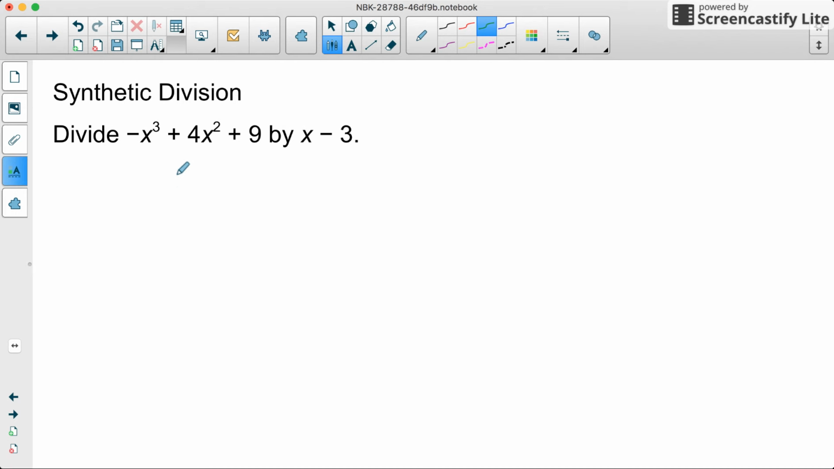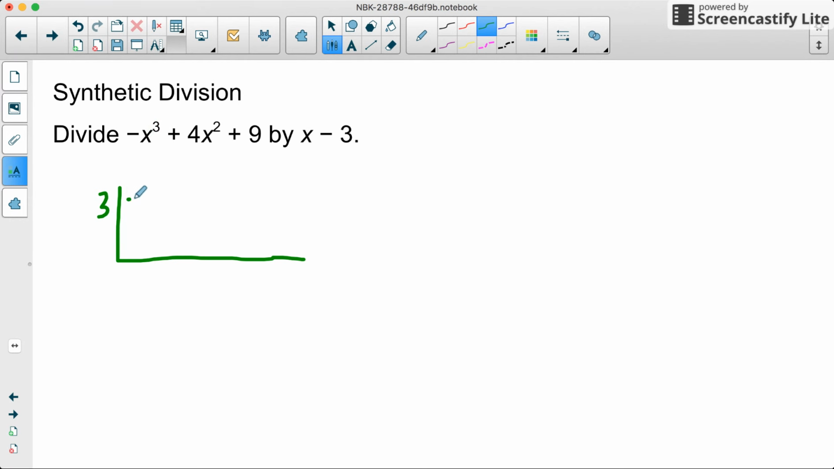So the way you set this up is, and the trick here is just take this constant and flip the sign. So since this is minus 3, I'm going to change that to positive 3. And then you set up a little box. It's mainly just a way to keep track of your steps. When you do synthetic division, you are ignoring the variables and the exponents, and you're just really focusing on the coefficients.